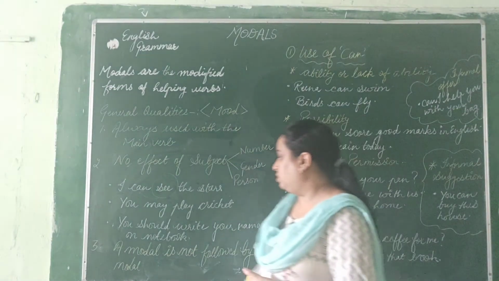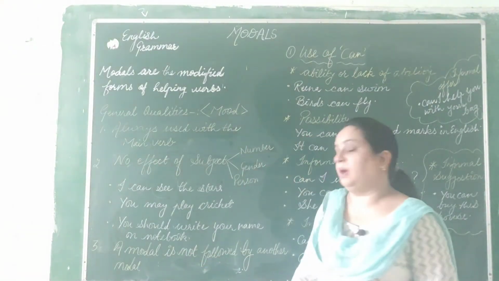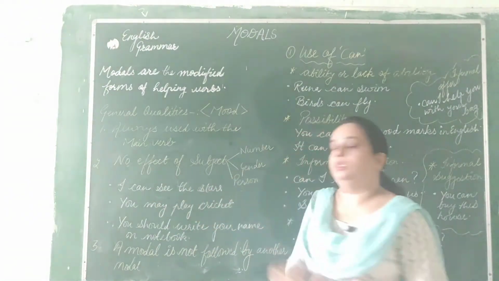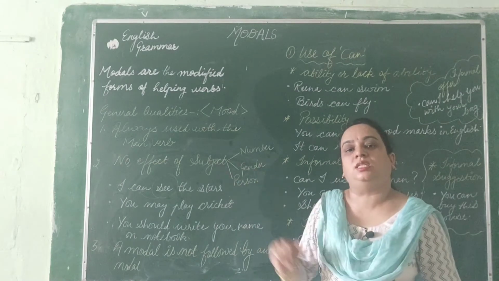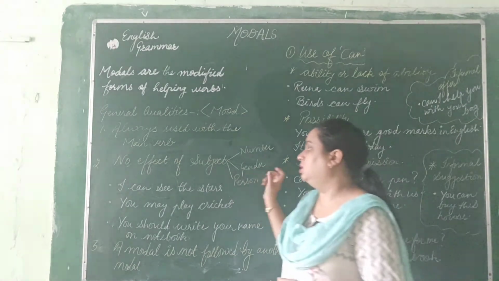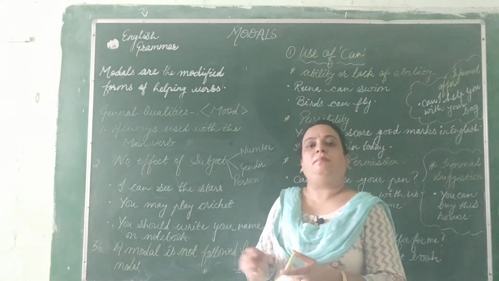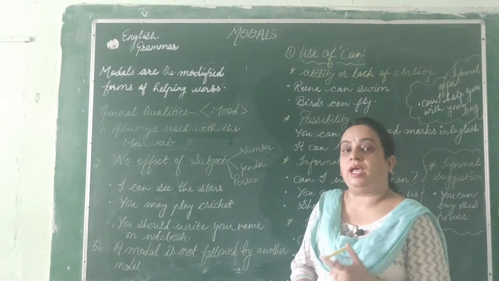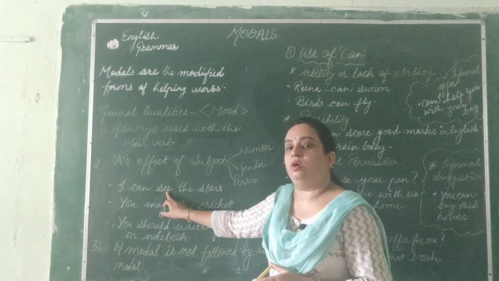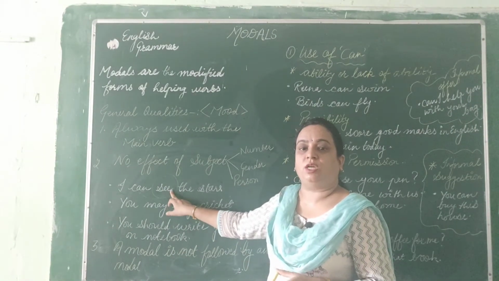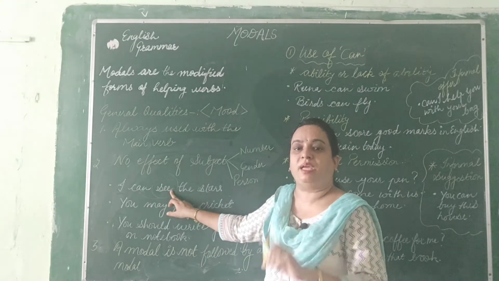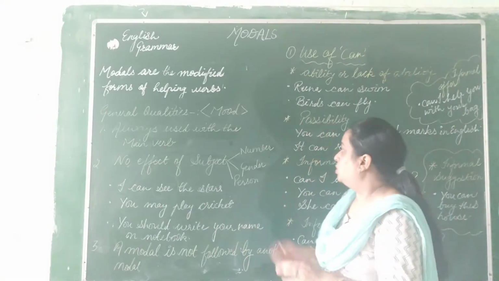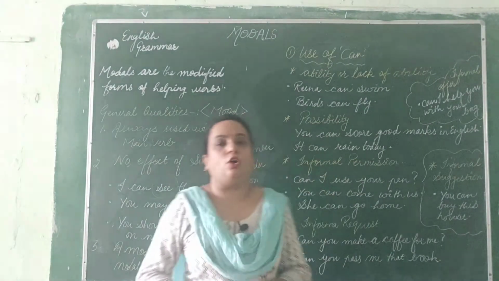The last thing which you have to keep in mind always: a modal is not followed by a modal. It cannot happen that I can could the stars or I can could see the stars. I can could the stars, that is wrong. I may might go there, that is wrong. Only one modal is required, and a very important thing is that the verb's first form is required, which I am talking about, the main form, the base form, the root form, right?